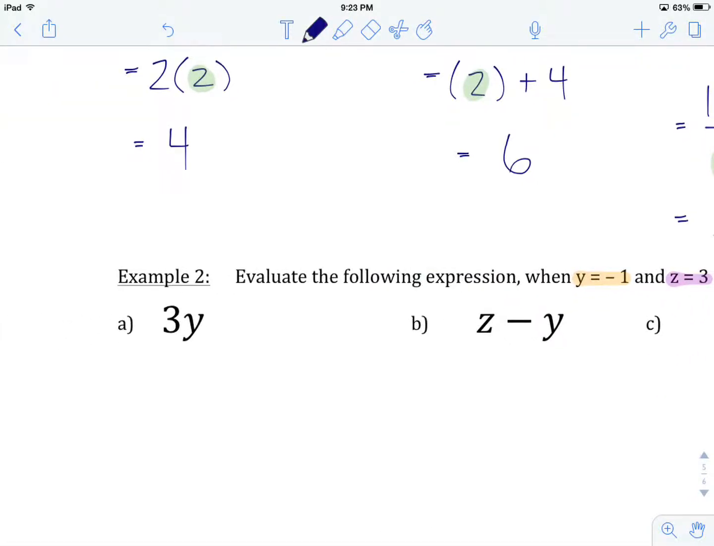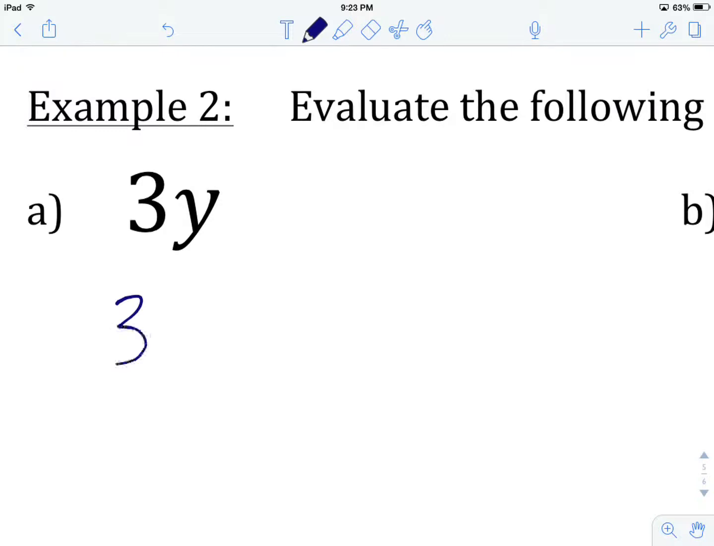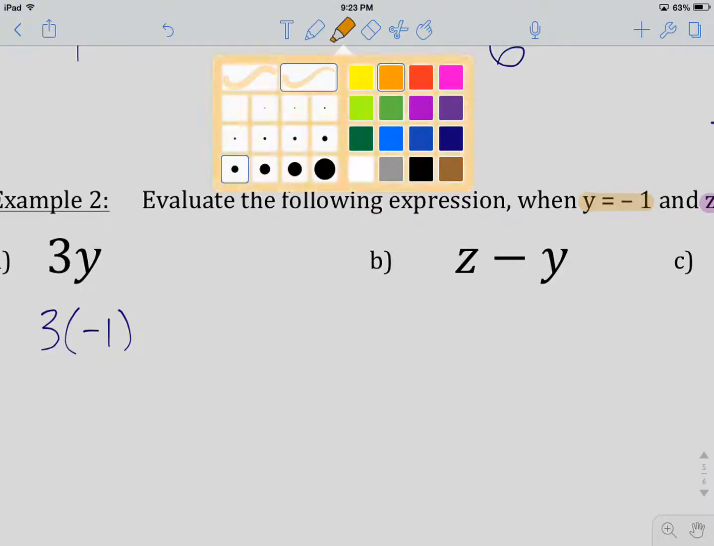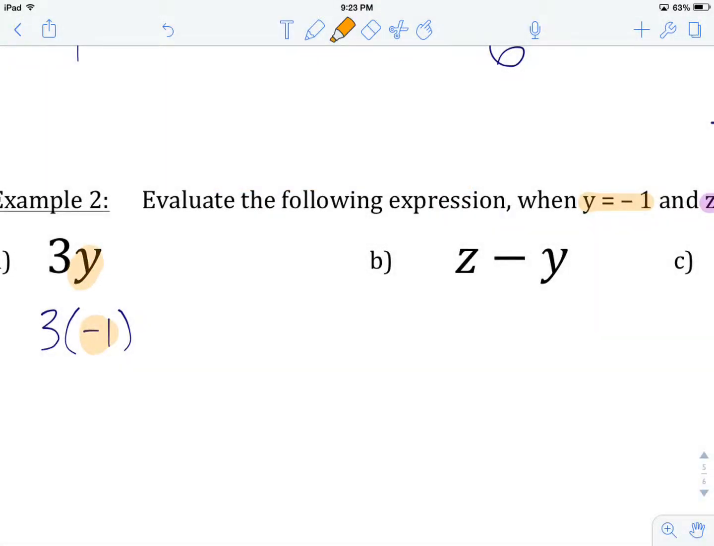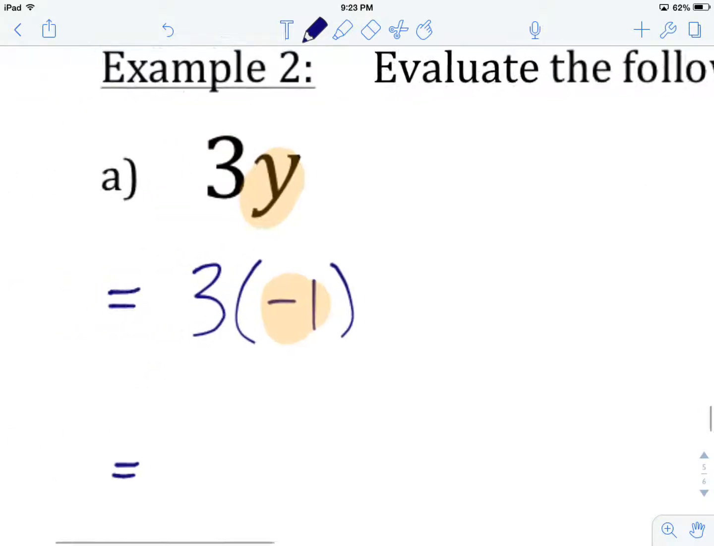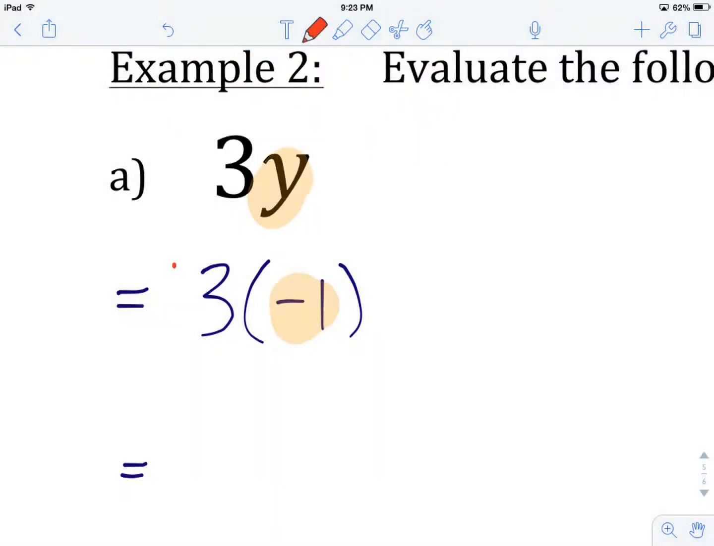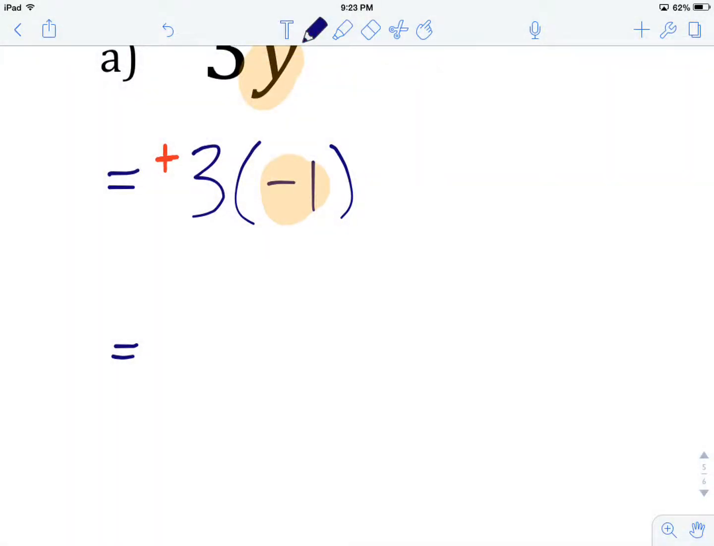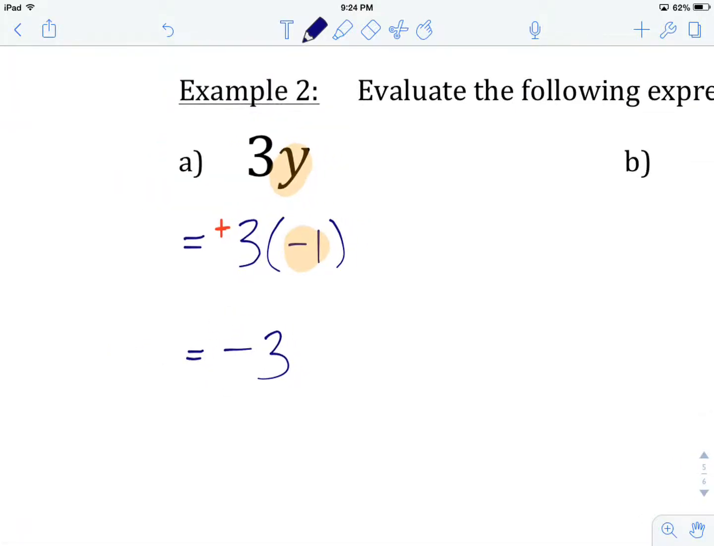A says 3y. So I'm going to write down 3, and instead of y, I'm going to substitute in -1. And again, that's because over there in the question it says every time you see a y, substitute in -1. So now I'm going to do the operations it's asked of me, and 3 times -1. Now, again, we don't see it here, but anytime we don't see the sign in front of our coefficient or in front of our integer, we're going to assume it to be positive. So a positive integer times a negative integer gives us a negative product, and 3 times 1 is 3. So that's how we tackle example 2a.